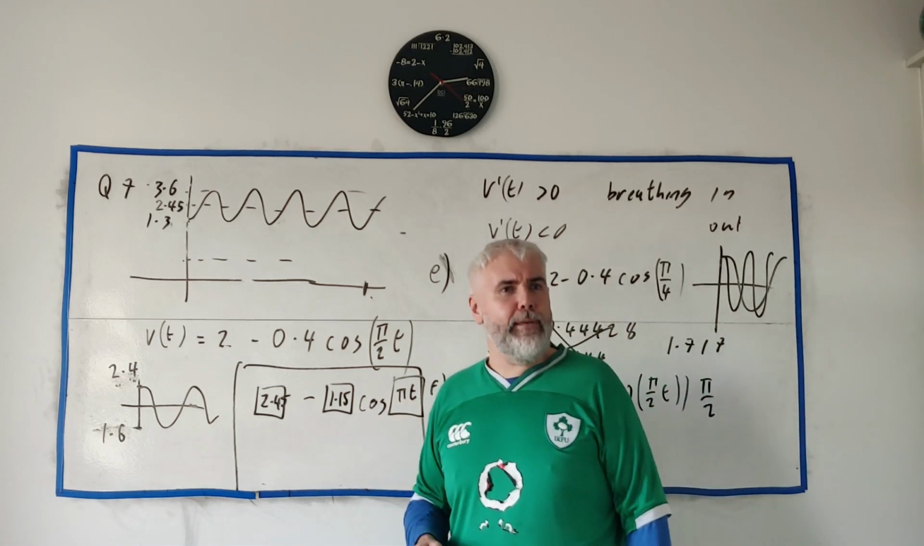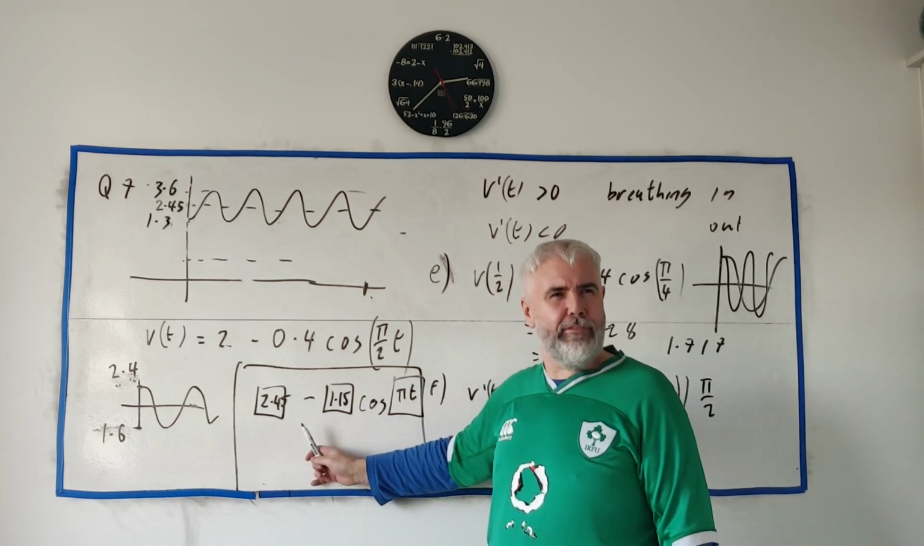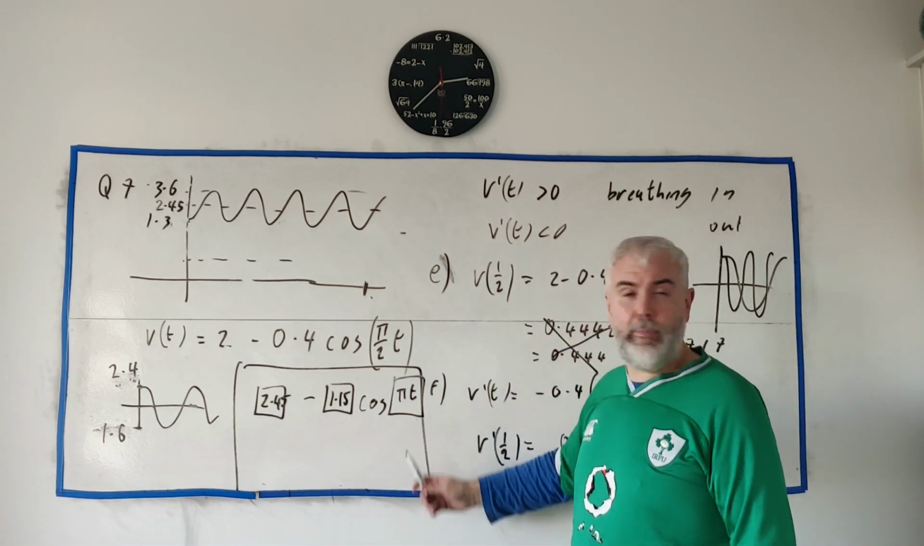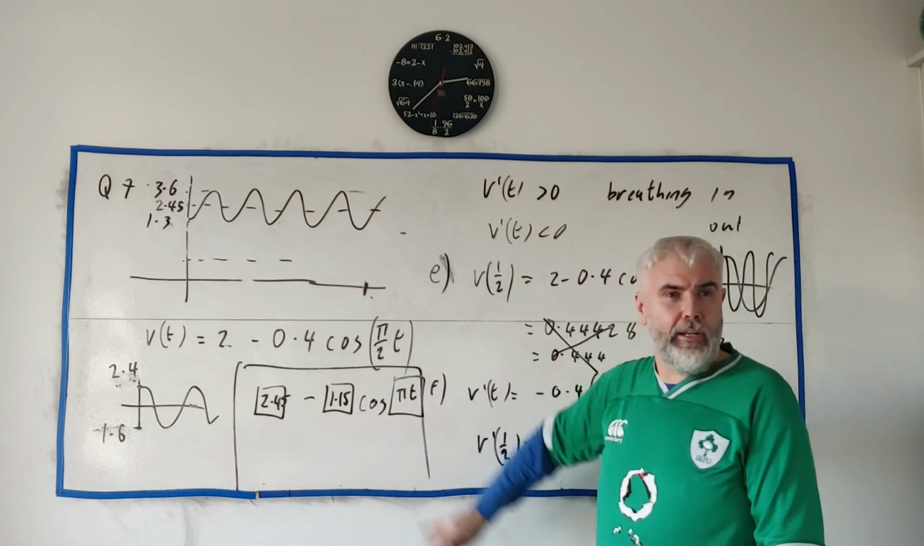They didn't ask what A, B and C were, but A would be this. They have a positive on theirs, so B would actually be minus this number, and C would be pi. They didn't ask for that, they asked for this formula though.